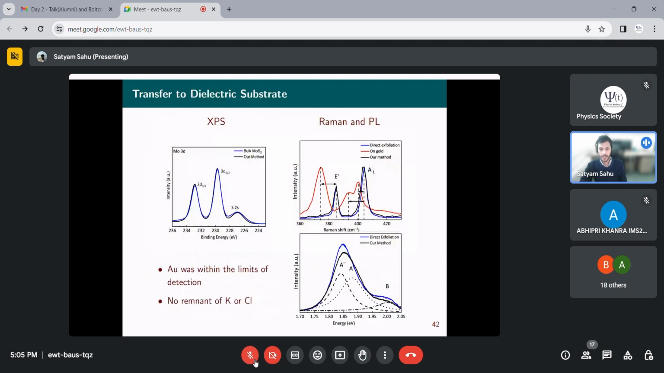So, for example, can we somehow change these peak positions back to the normal peak positions by the application of some external factors such as strain or doping or something?